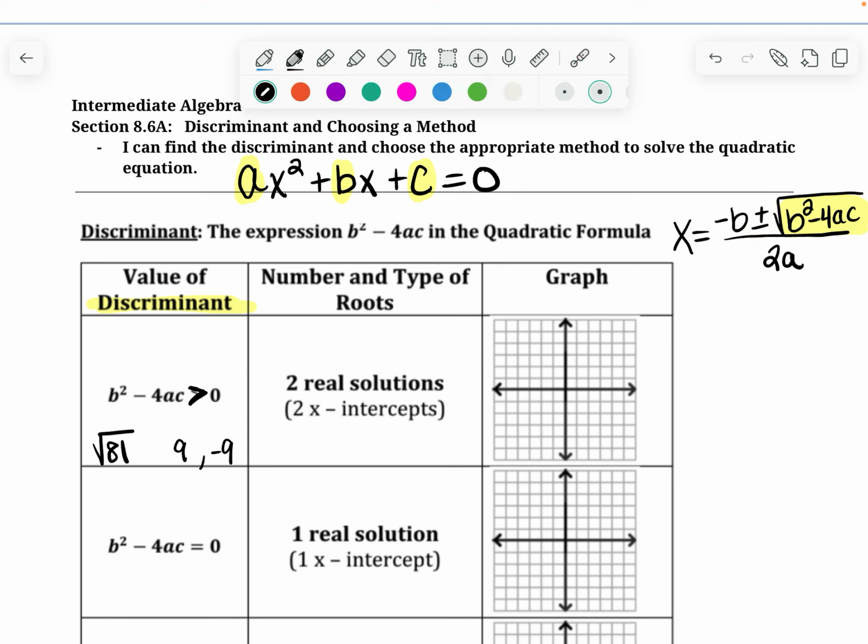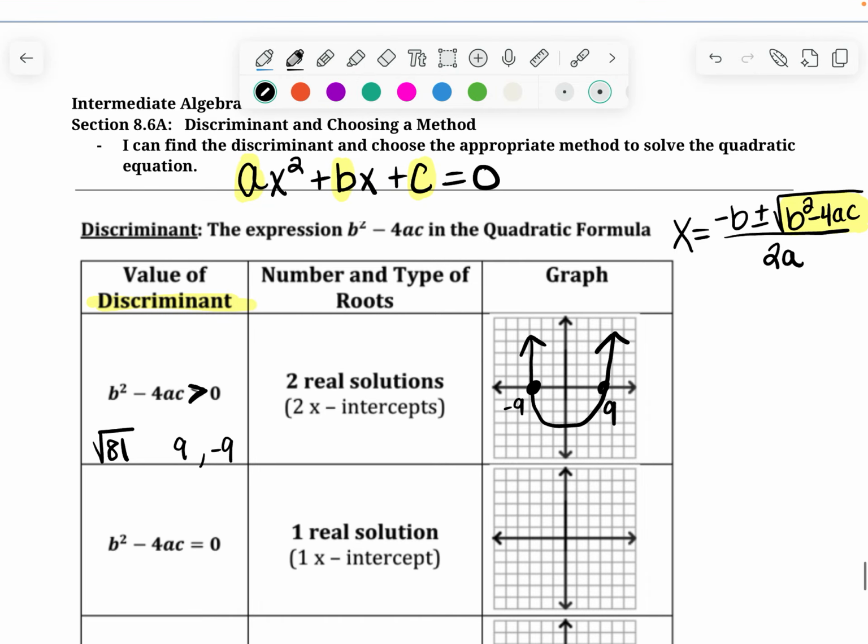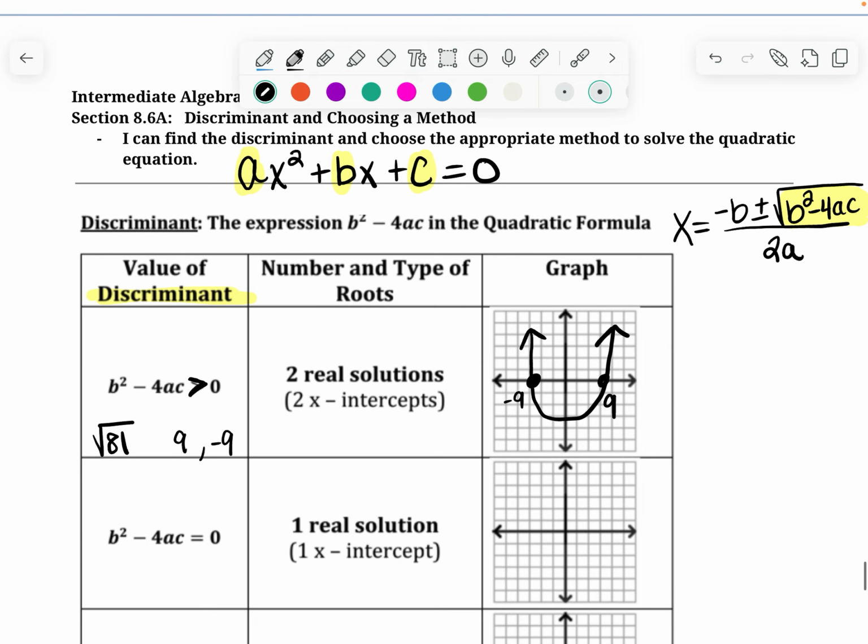So two real solutions. So on our graph, that would look like this. Let's say we're counting by threes. So we got negative 9 and positive 9 are our x-intercepts. So our discriminant is bigger than 0, a positive number. We're going to have two real solutions, which are two x-intercepts on our graph.